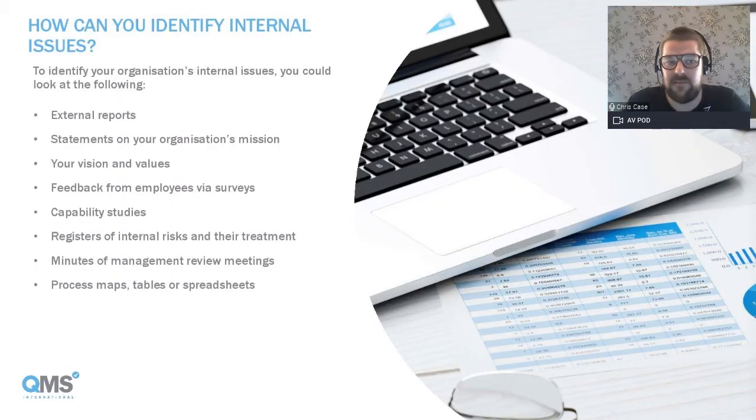How can you identify these? You can have external reports, internal meetings, feedback, communication from staff, internal audits as well could help with this. Your visions and values could change internally, could impact, obviously, and identify any internal issues you may have. Feedback from employees, the communication is a big one. It's a massive part of the standard, which I don't think is utilised as much as it should be.